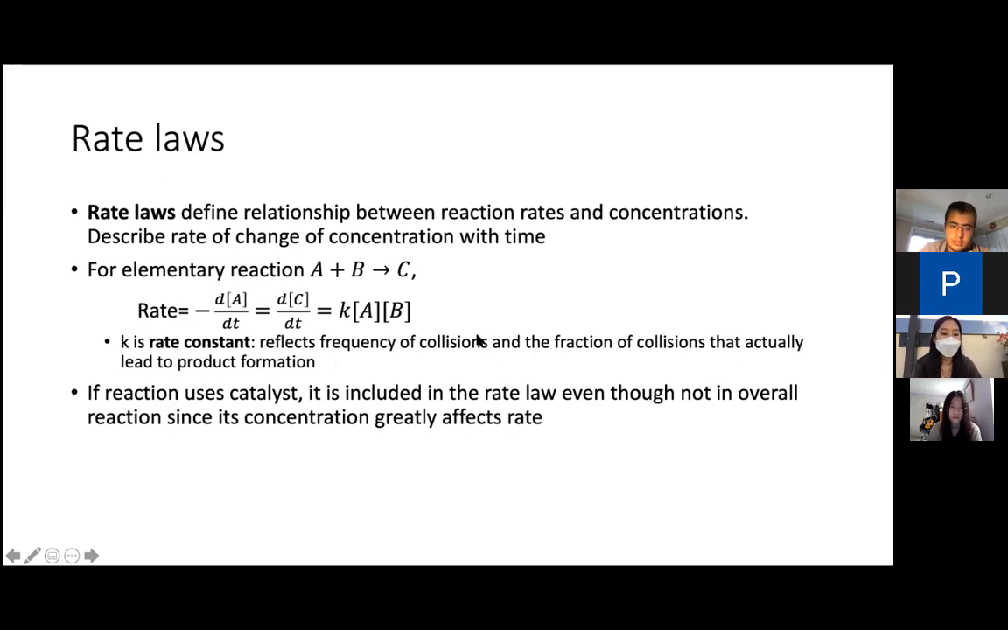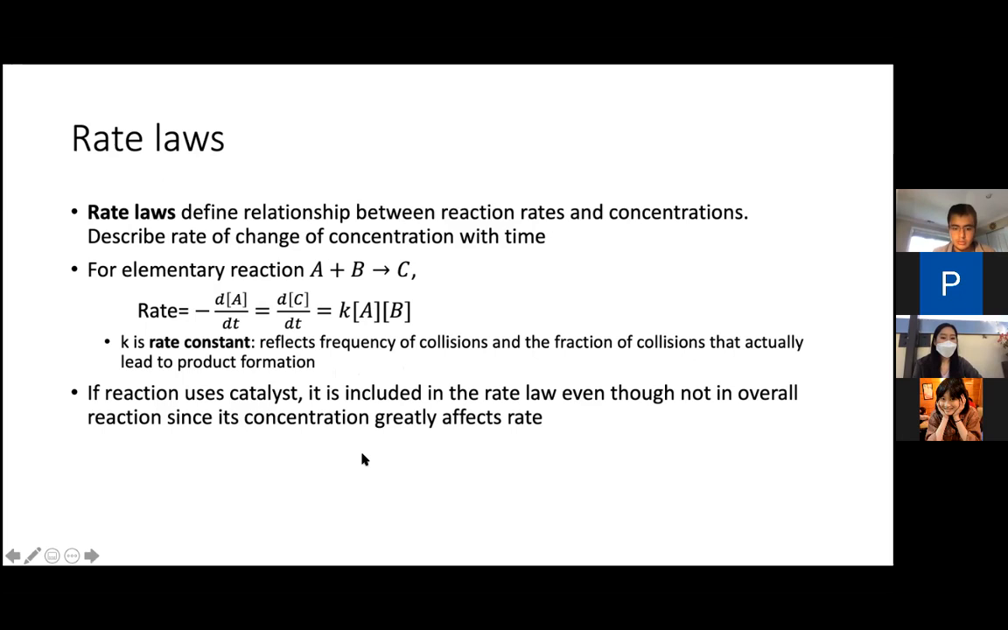So k is our term that takes into account the concentrations of the reactants, and therefore it takes into account how fast collisions occur based on what we said before. And it also takes into account which of these collisions are actually productive, because you can imagine that just because two reactants collide doesn't mean that they necessarily lead to product formation. So k is also telling you what percentage of collisions is successful.